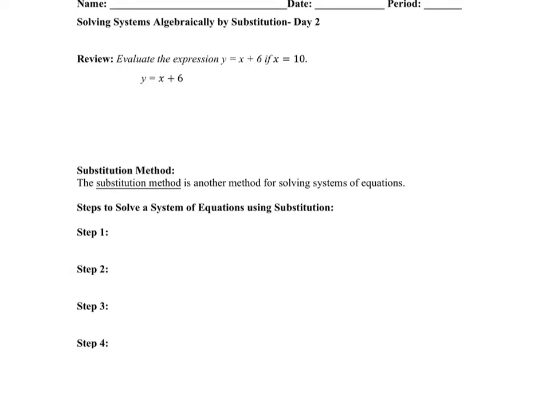So let's review substitution. In the example, it says evaluate the expression y equals x plus 6 if x equals 10. So how do we solve for y? We would substitute or replace 10 for x. So here you have x equals 10. Now you're going to replace your x value with 10. So you have y equals 10 plus 6, and 10 plus 6 equals 16. Therefore, y equals 16.